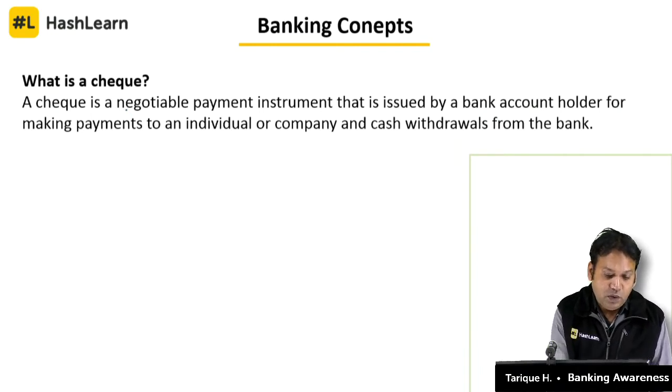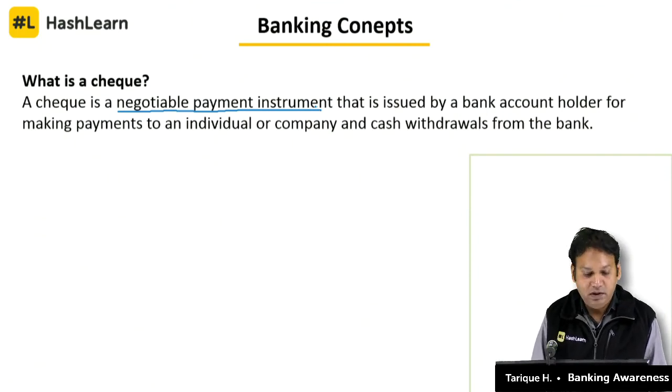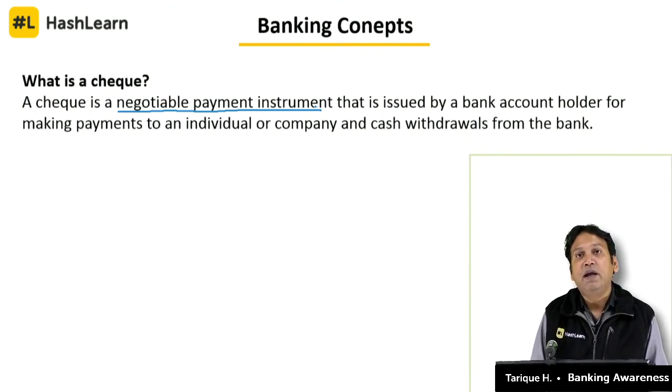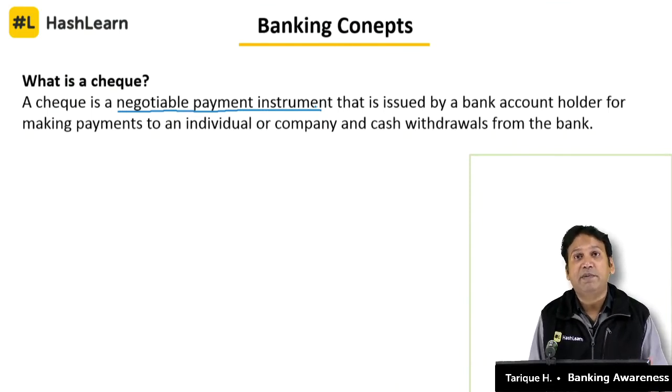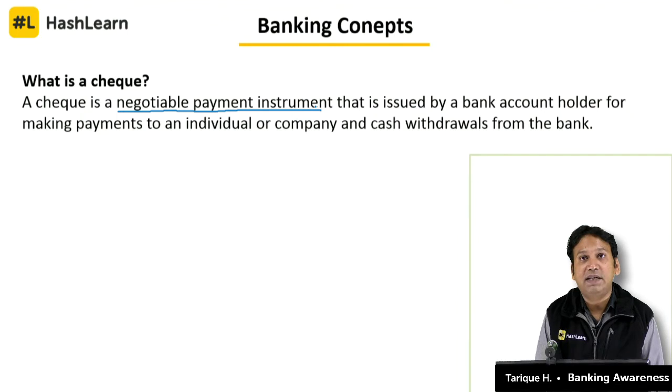A check is a negotiable payment instrument issued by a bank account holder for making payments to an individual or company and for cash withdrawals from the bank. So you can pay using a check to an individual, transfer money to his account, or a company can pay you some money through a check, or you can also use a check for cash withdrawal. Clear? Later we will see the different types of checks and the key elements you should know about a check.